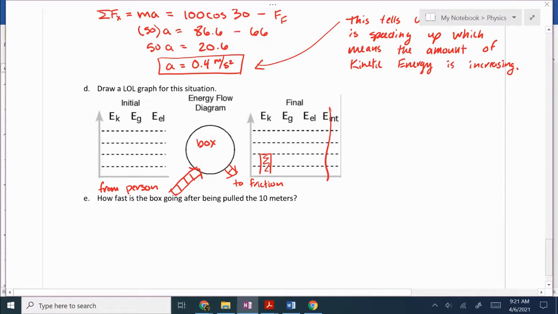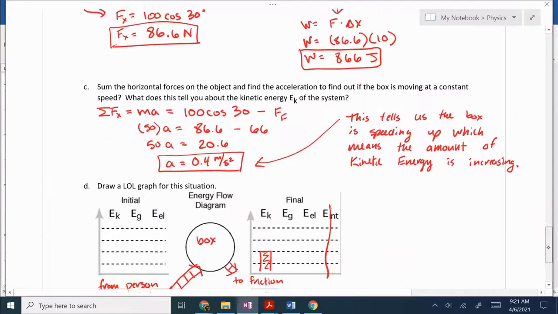How fast is the box going after being pulled for 10 meters? Again, on that, we'll assume that it starts from rest. So we have the work in minus, and you could do this using kinematics as well, but the point is to practice writing our equation. But if you did kinematics, it's not a problem. The work in equals kinetic energy. Let's see here. We calculate that.